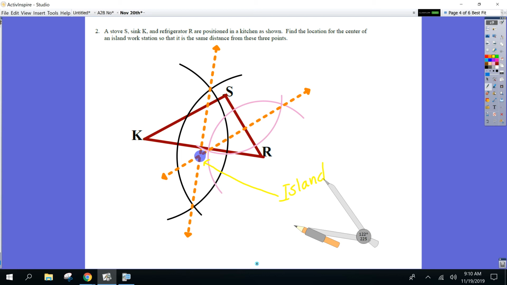Questions from you guys here? Your first problem on tonight's homework, and we're not done with the notes, but first problem on tonight's homework: you are at the playground, you have a swing set, sandbox, and a slide. You need to put a water fountain that's equidistant away from each. That's what we're doing tonight, okay? That's what we're doing, locating the circumcenter.